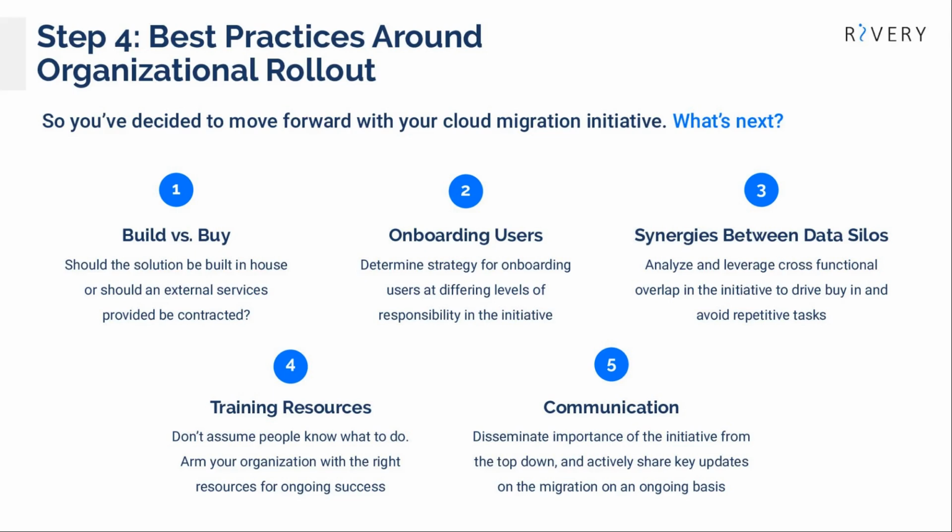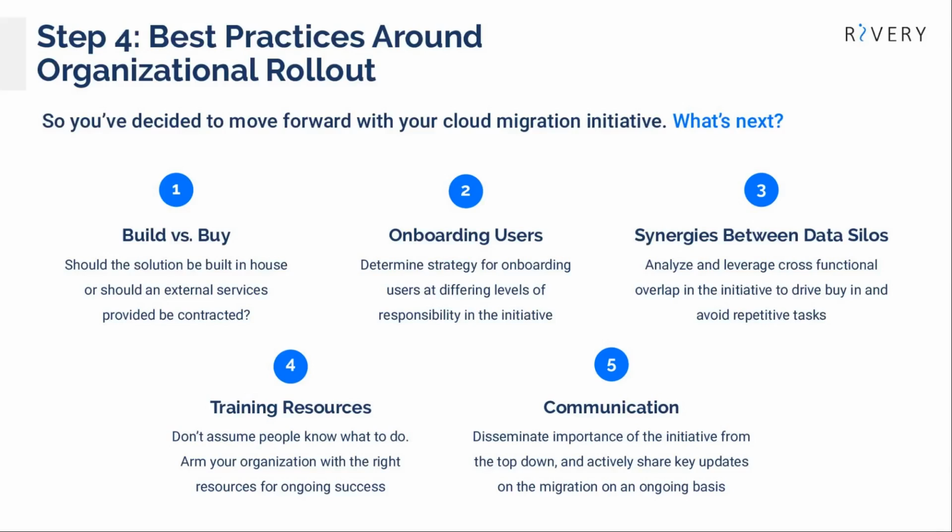Onboarding users is the next thing. Different users will have different levels of responsibility in the migration initiative. It's important to onboard users as their roles become relevant. Third, the synergies between data silos. Cooperation between data silos helps ensure an optimal working process in the migration. Consider how functions might overlap and use this as a point of strength.